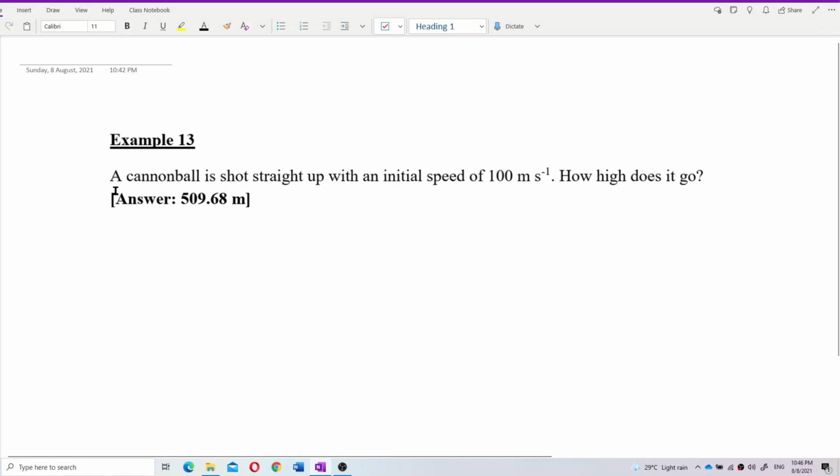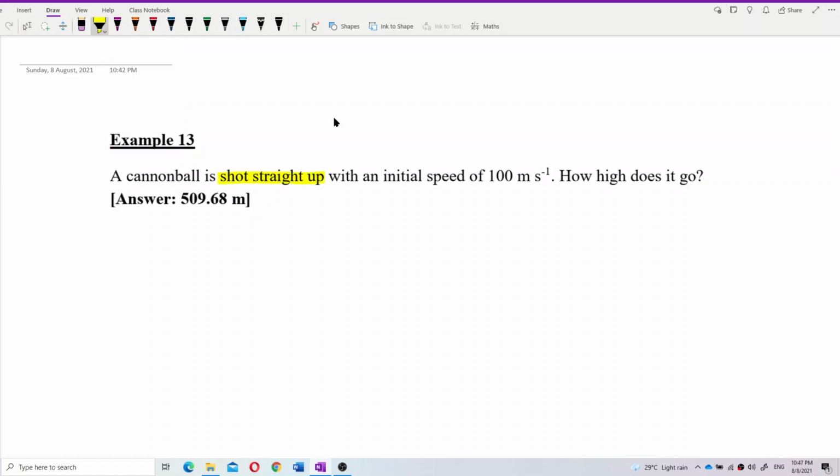Okay, a cannonball is shot straight up with an initial speed of 100 meters per second. How high does it go? Okay, so what kind of motion is this? This motion is shot straight up, which means it only involves the y component. So we can say this is a free fall motion, or projectile at 90 degrees.